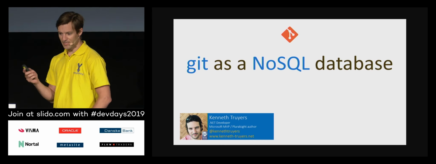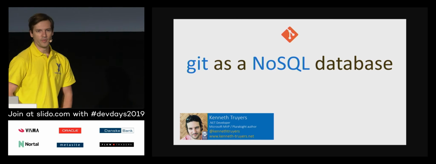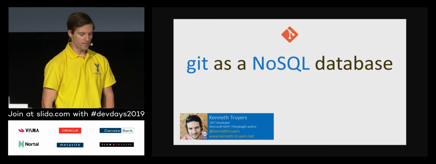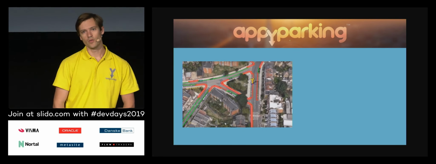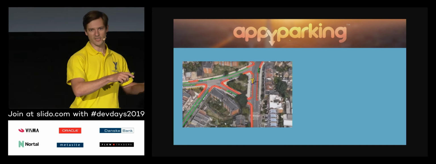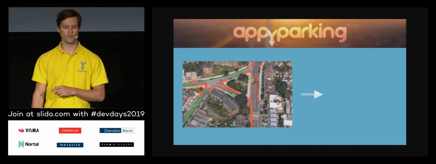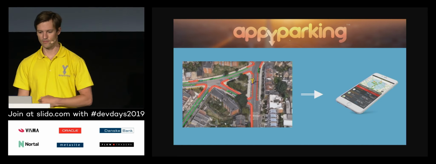So my name is Kenneth. I'm a .NET developer. I'm a Microsoft MVP and usually do C#, and I work at a company called AppyParking. So what we do is we digitize the curbside and every parking space there is and all the rules, and put that into an application that you can use on the road to find parking spots.